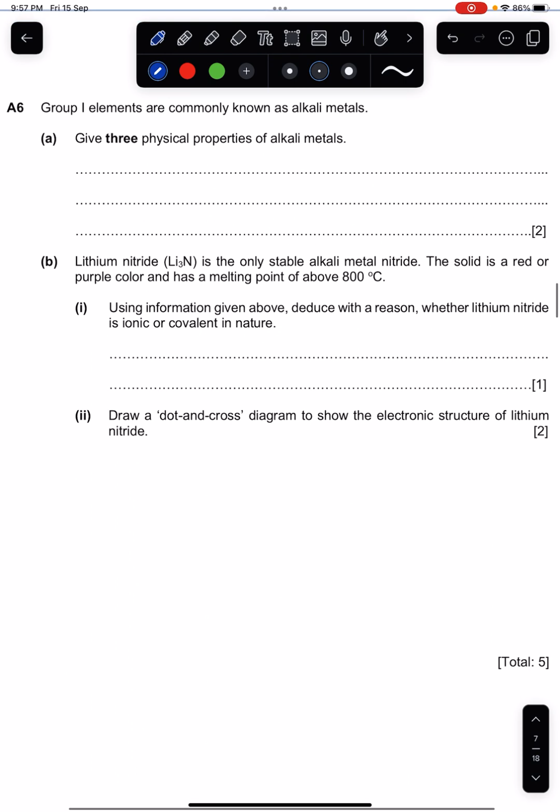Okay, question number 6. So give 3 physical properties of alkaline metals. Alkaline metal, okay, be careful. Alkaline metal is not alkali. Group 1 metals are known as alkaline metals, but they are not alkali. It's just a kind of nickname.